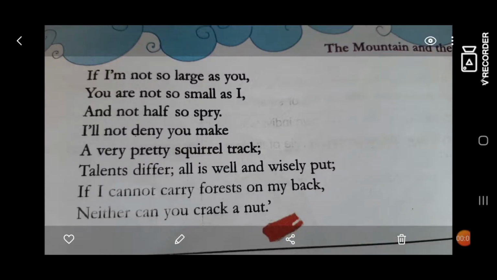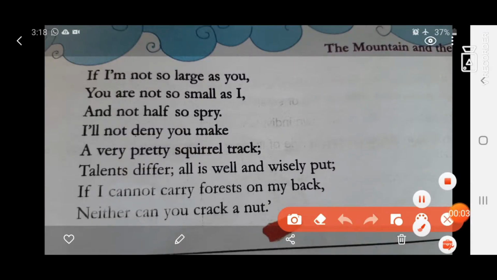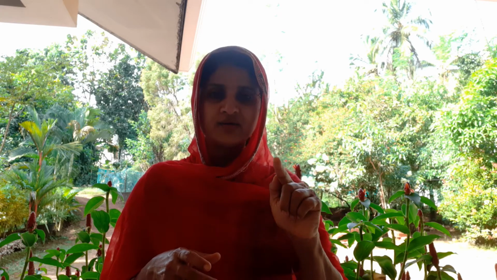Okay, on this page, the new words are spry, deny, and talents. You should find out the meanings of these new words from the glossary at the end of this chapter, or from the dictionary, or search on Google. Okay, write it down in your notebook. Pause my video and read the poem once again. Now let's listen to one of your friends reading.